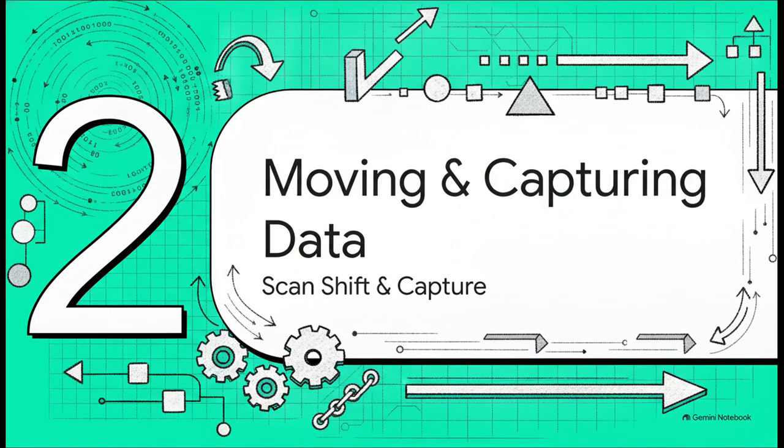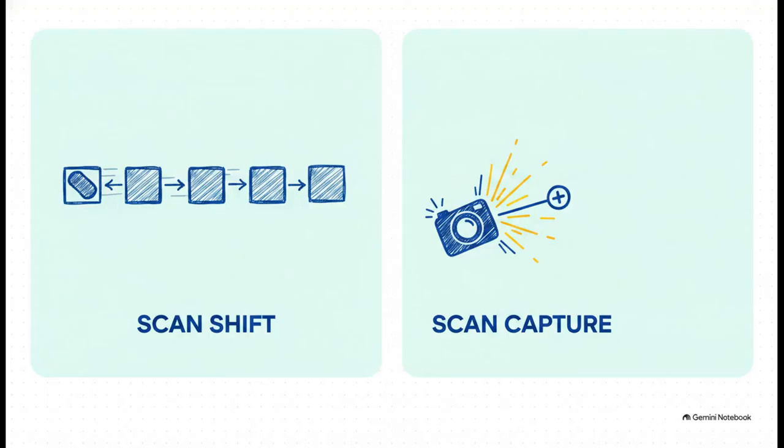Moving right along, here is Section 2, moving and capturing data. Picture this. On one side, we have scan shift. During scan testing, individual flip-flops inside the chip are daisy-chained together to form a long sequence, which we call a scan chain. In scan shift mode, test data is shifted serially into place through these scan flip-flops using a dedicated scan clock. Now, contrast that with scan capture on the other side. After that test pattern is fully shifted into the chain, the circuit is allowed to briefly operate, generate a real response, and then capture it.